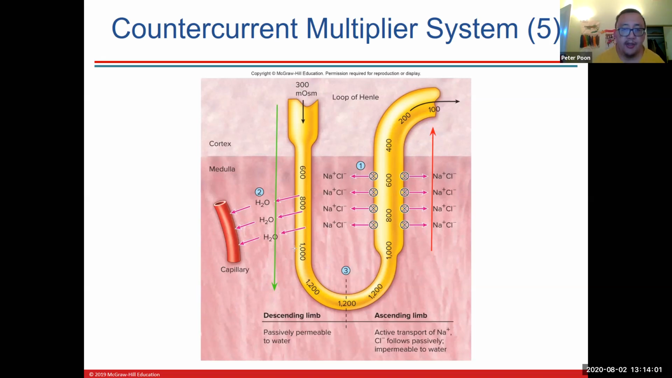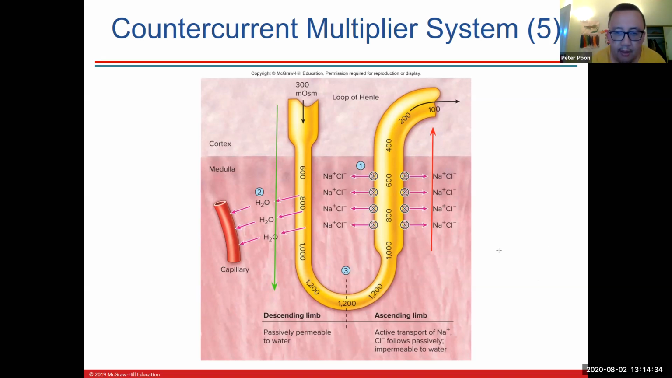As you enter into the medulla, you're constantly sucking water out. If you're constantly sucking water out, well, the filtrate becomes saltier and saltier and saltier, and you're just removing water. So the levels increase.